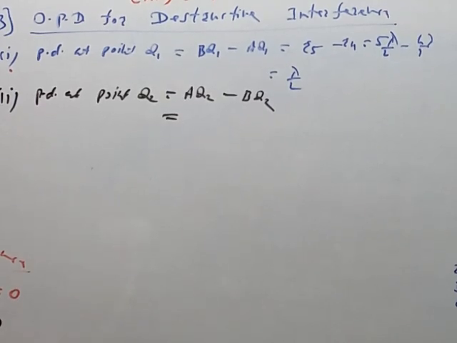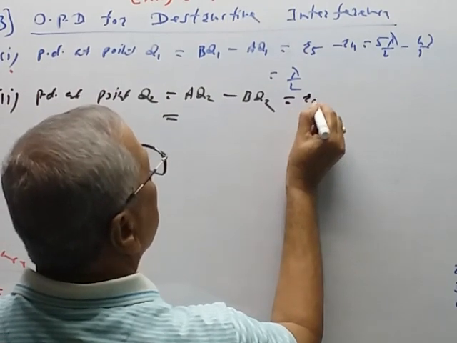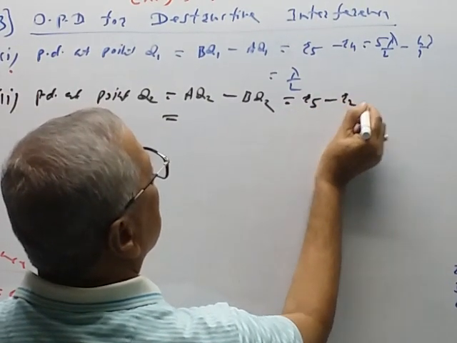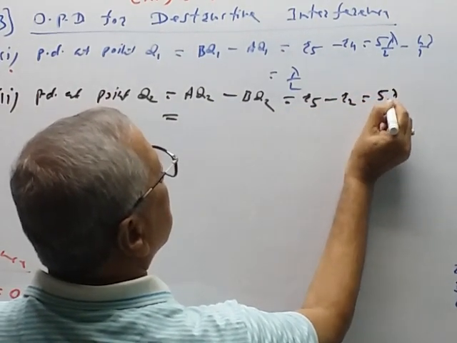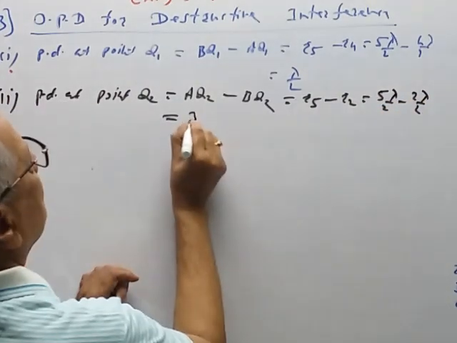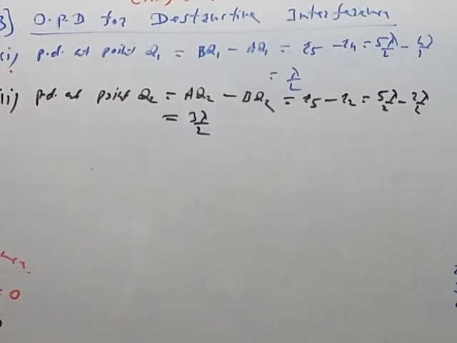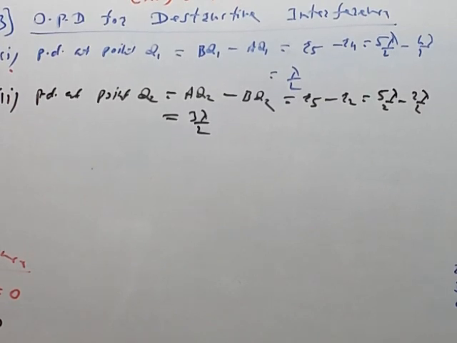R5, the radius of the fifth circle, minus R2, so that is equal to 5 lambda by 2 minus 2 lambda by 2, that is equal to 3 lambda by 2. So the value we have written is correct. So path difference is lambda by 2, 3 lambda by 2, lambda by 2, 3 lambda by 2, like this.